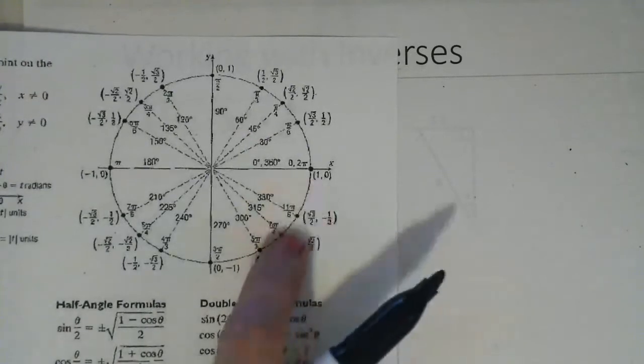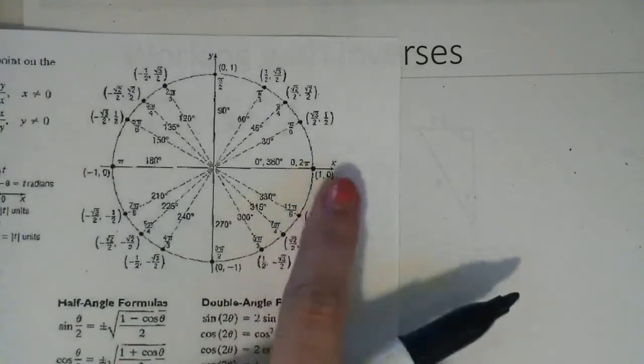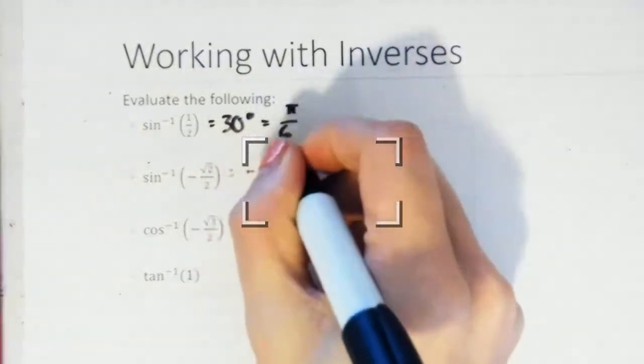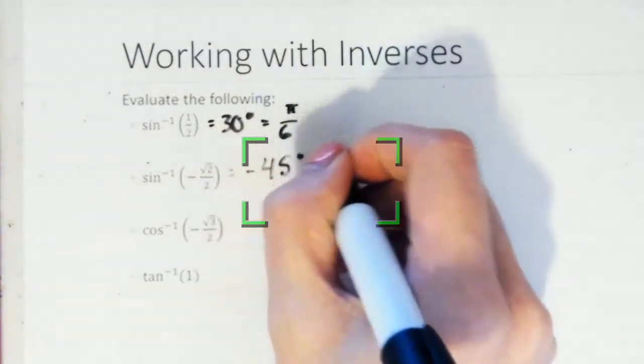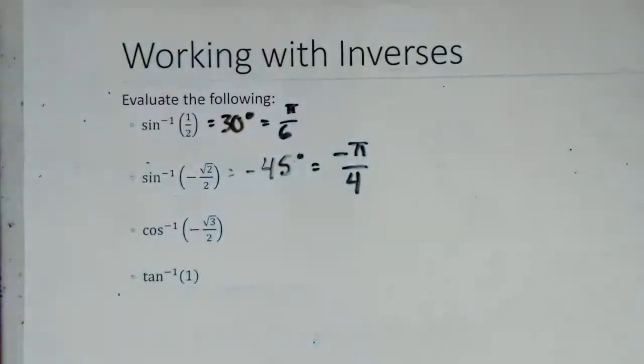Well, it has a reference angle of pi over 4. We're just going in the opposite direction. So this is negative pi over 4, and in degrees, that would be negative 45 degrees, which is negative pi over 4 radians.